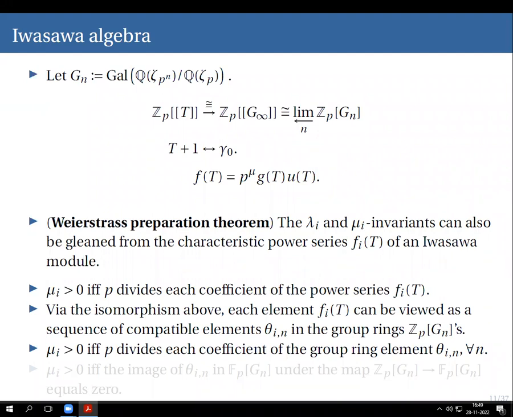You can look at it in terms of this power series, or you can look at it in terms of this group ring. So one of Ferrero-Washington's and Iwasawa's first observations was that mu is positive if, when you write it as a sequence of compatible elements, all the coefficients are divisible by p.